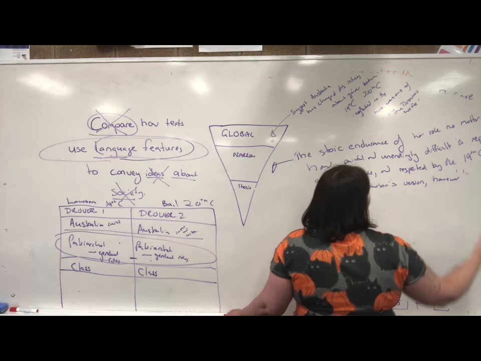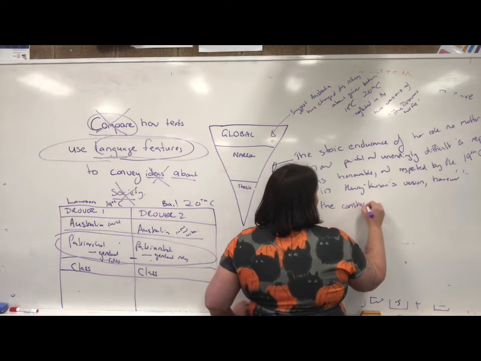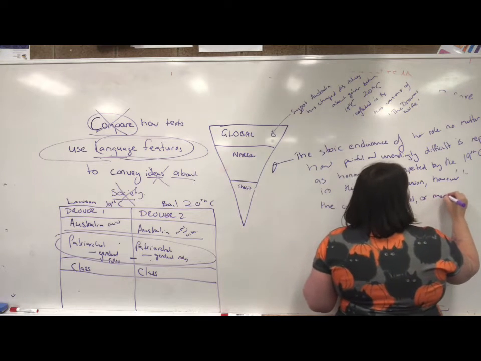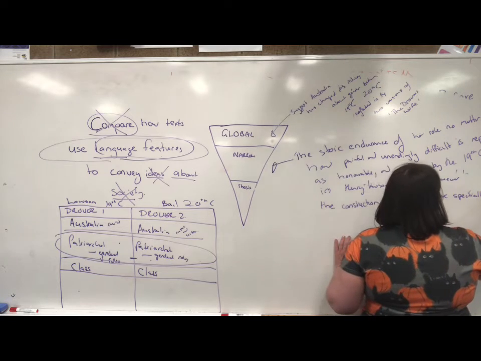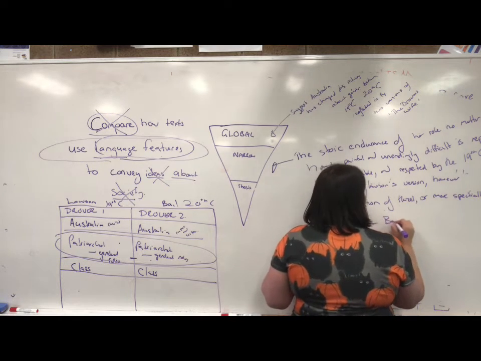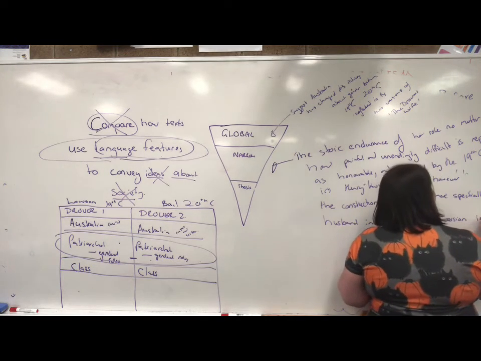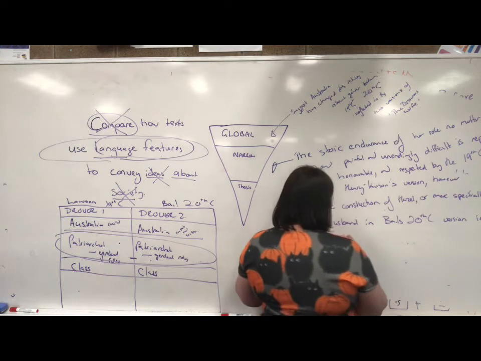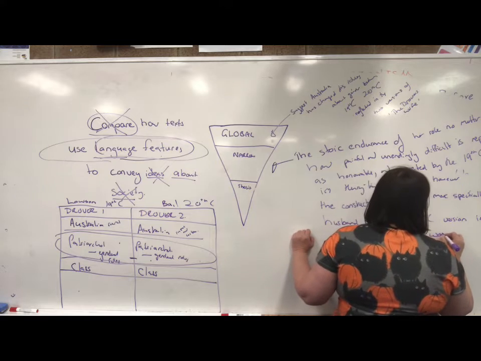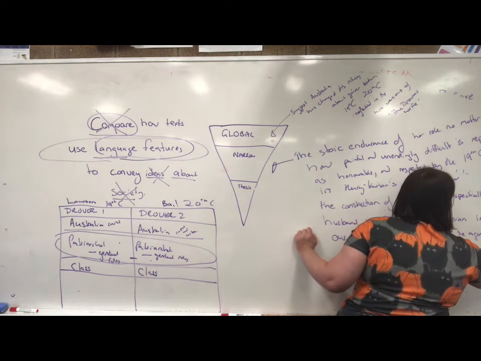However, the construction of Hazel, or more specifically, husband, in Bale's 20th century version, indicates our society now allows women the agency to leave unhappy marriages.